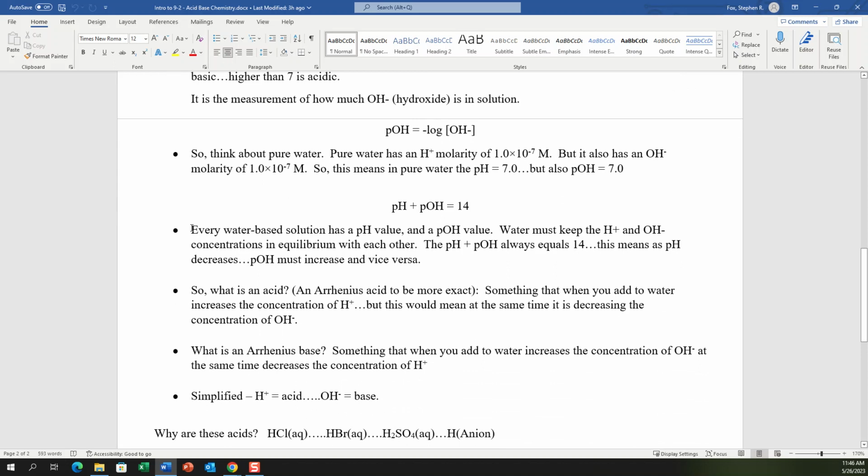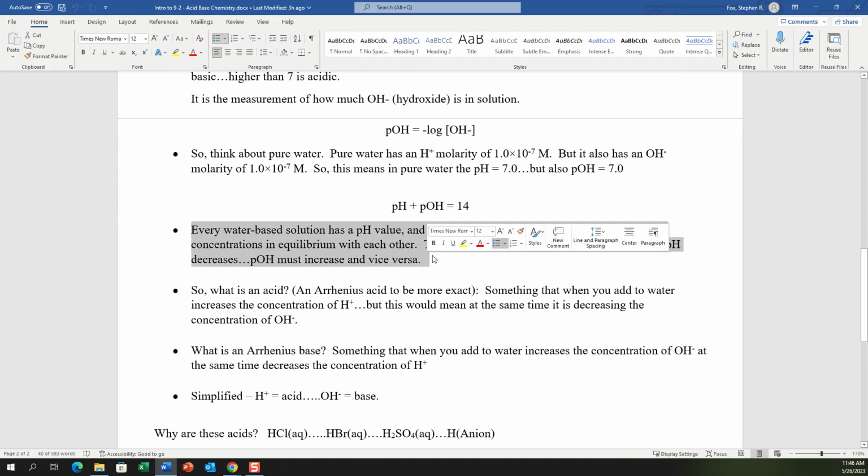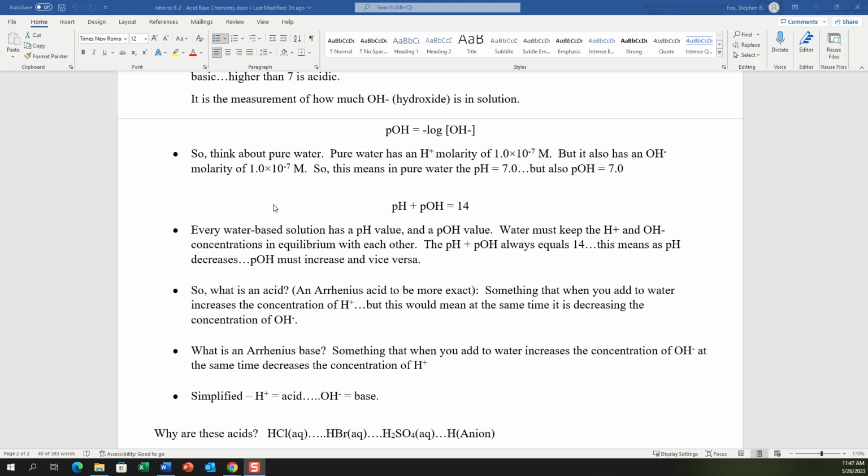So every water-based solution, no matter what you put in water, as long as it makes a solution with it, it dissolves in it, it mixes well with it, okay? In every water-based solution, no matter what you put in it, if it's an acid or a base or it's something that makes the solution neutral, the solution itself will always have a pH and a pOH value. And that pH value and that pOH value always have to add up to 14. Okay?